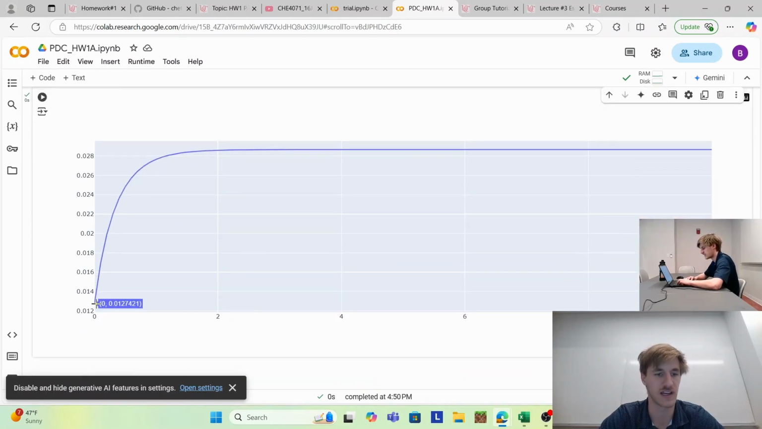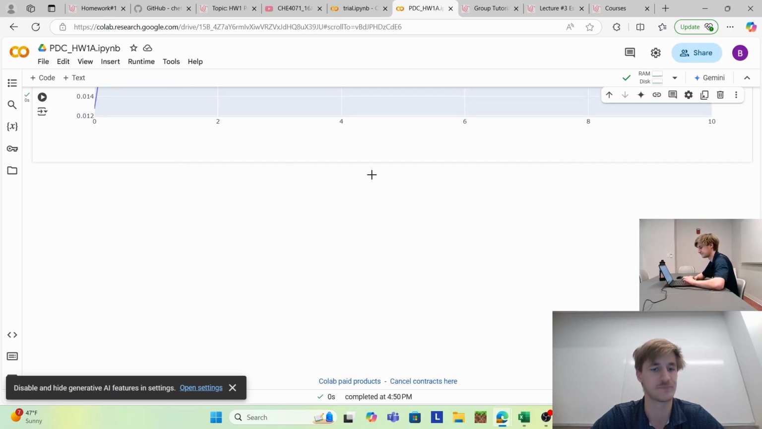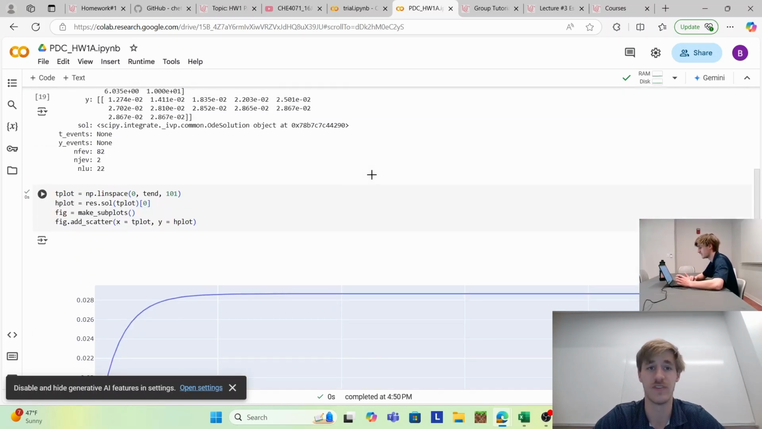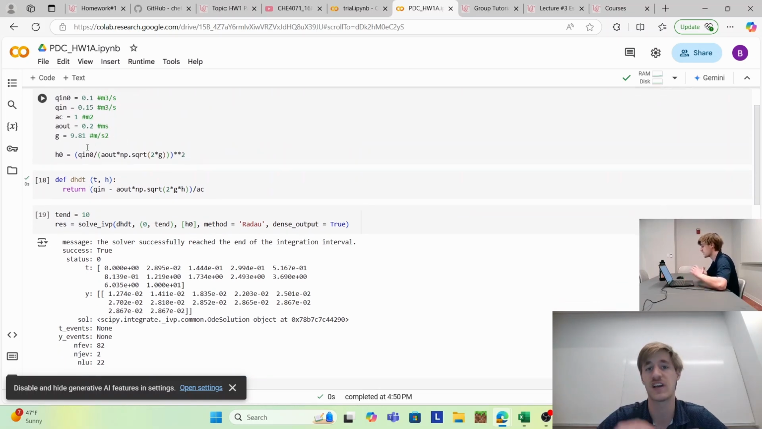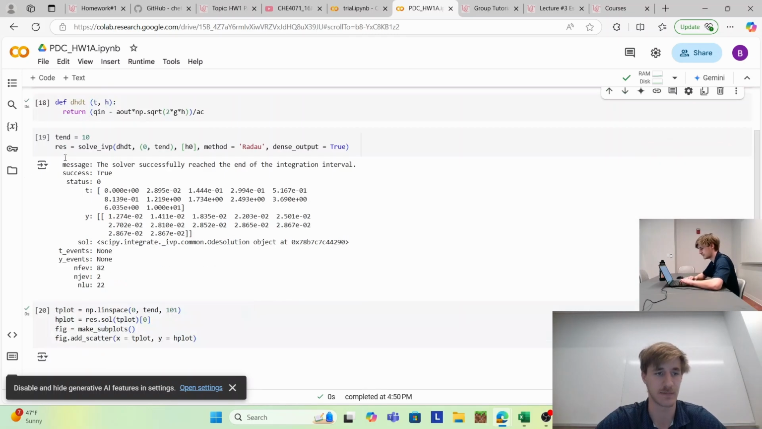We have our height starting at 0.0127, increasing to about 0.0286 in that range. So now I'll actually be moving on, and this second part of the homework is having 3 tanks. And we can use all of these same initial values, and because we are at steady state, each of the 3 tanks will have the same starting height. So this h naught will just stay the same.